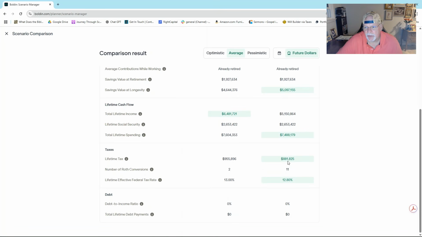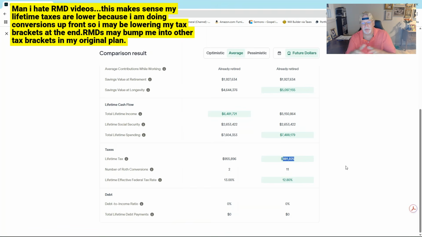Lifetime tax, I'm paying more taxes, which makes sense because I'm paying. Oh, no. Look at this. I'm paying less taxes. I wonder if they build something in where taxes just gradually increase, because that doesn't make any sense, right? My lifetime taxes should be lower. I guess if I'm bumping myself into a tax bracket because of these RMDs, let's go take a look at that. So anyhow, the point is I'm just showing you this, right?